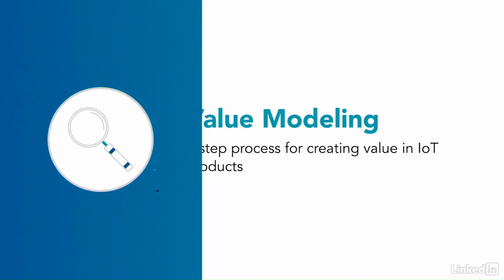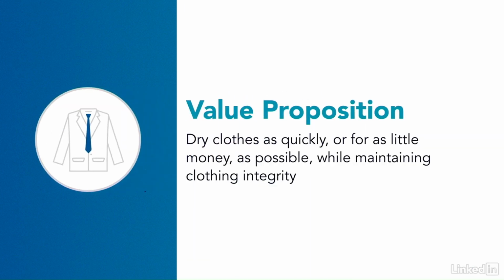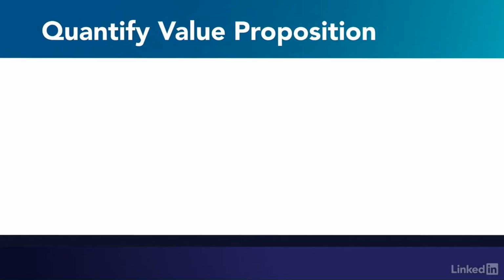Value modeling addresses this. It is a three-step process for creating valuable IoT products. Again, let's consider an IoT dryer. Our first step is to define the value proposition. In this case, it's dry clothes as quickly as possible or as cheaply as possible while maintaining their integrity. In the next step, we quantify this value proposition.